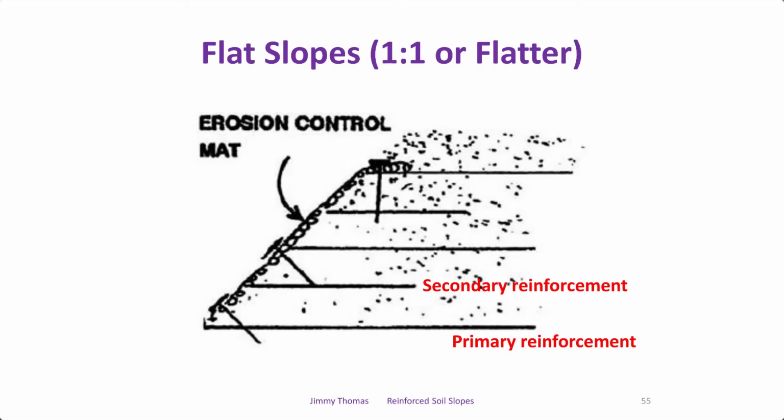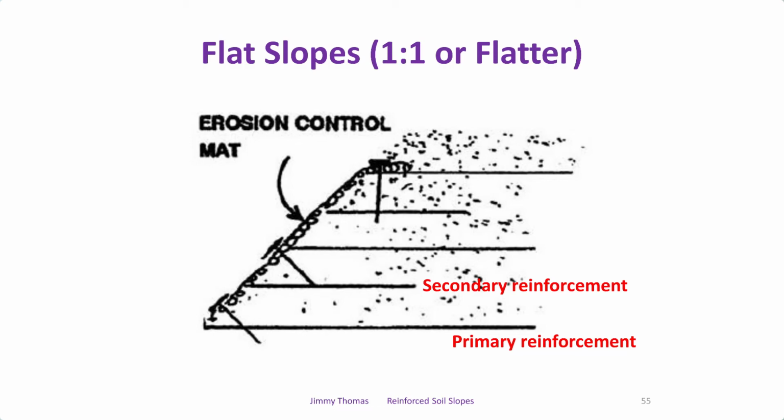Then if we come to the facing, as I mentioned, if the angle is 45 degrees or less, then we don't need a special facing. The reinforcement comes and stops at the face. So these are the primary reinforcement, which resists. Then near the face we have something known as secondary reinforcement.